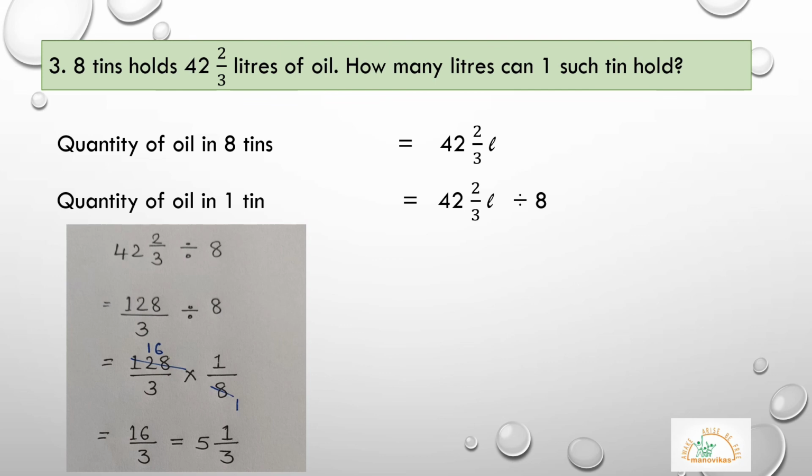Convert it into a multiplication now. So it becomes 128 upon 3 multiplied by 1 upon 8. Now you can cancel the common factors here. So 8 1s are 8, 8 16s are 128. So 16 upon 3 is equal to 5 whole 1 upon 3. That's your answer. Therefore, total quantity of oil in 1 tin is equal to 5 whole 1 upon 3 liters.